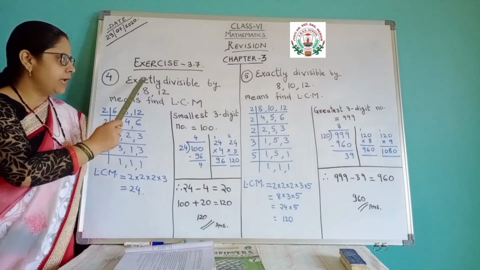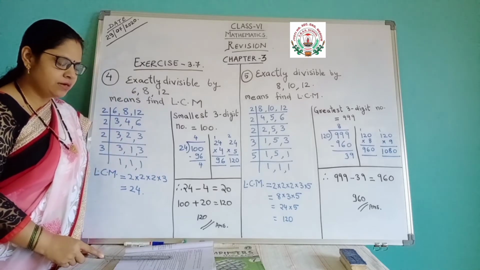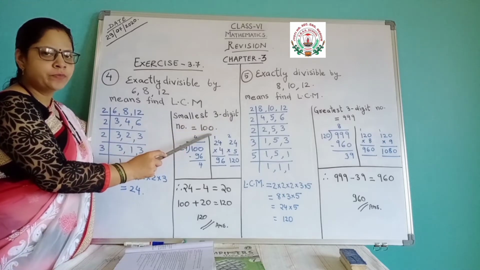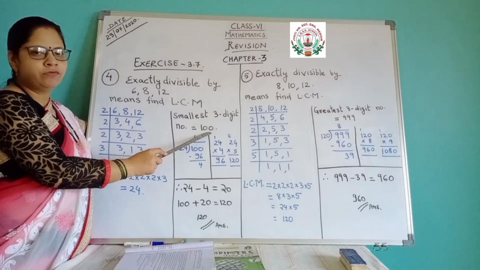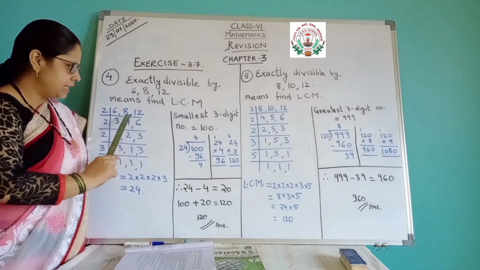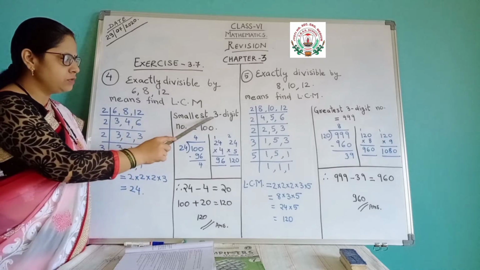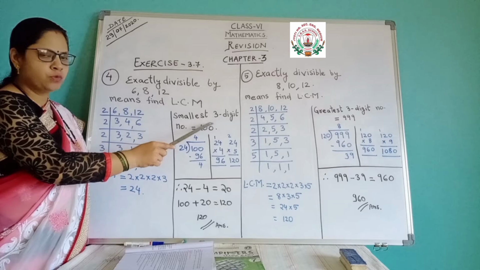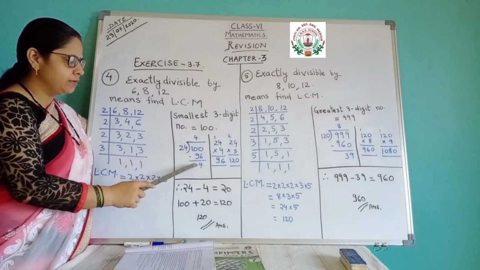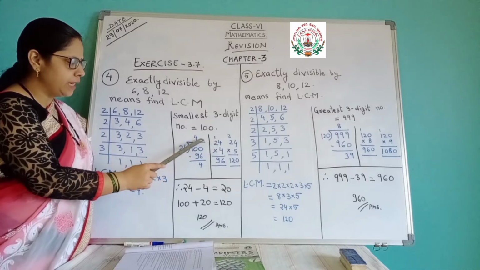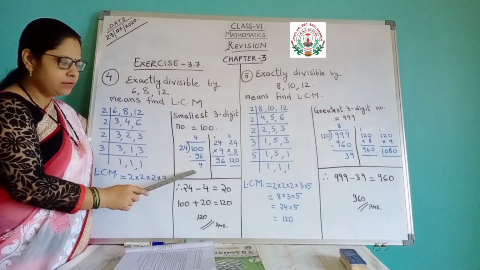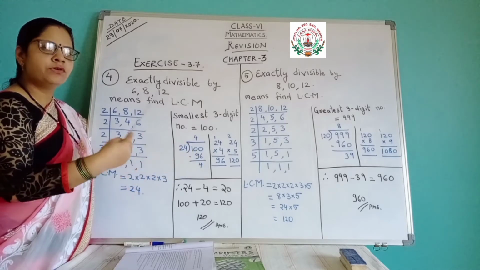We got 24 as the answer. Now, the number must be exactly divisible, and it is our smallest 3-digit number. So what is the smallest 3-digit number? That is 100. But whether that 100 is divisible or not, we have to check. So we are checking by 24. LCM is 24 and we have to check whether the smallest 3-digit number is divisible by this 24 or not. So we are dividing. When we go for 24 into 4, we are getting 96. And there we are getting 4 as the remainder. 4 as the remainder means we will go for the next number.